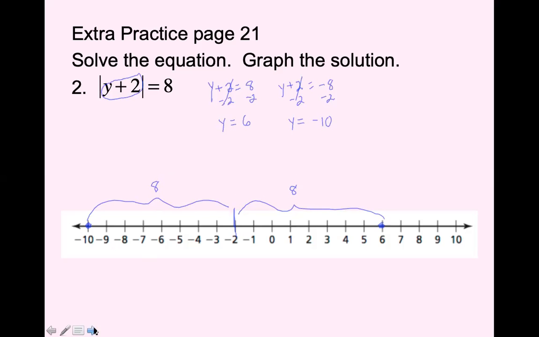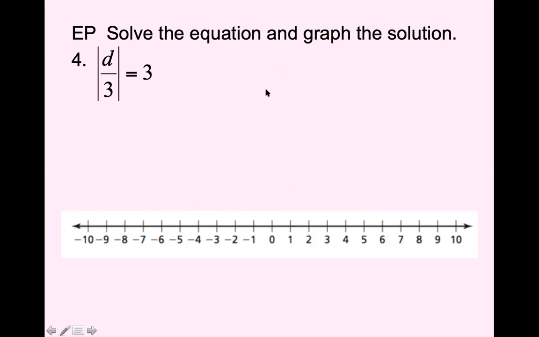Now let's look at another one. Solve the equation and graph the solution. So it could be that what's inside, again, let's grab a pen, is equal to a +3, or it could be that what's inside is equal to a -3, because the absolute value of +3 is 3, and the absolute value of -3 is 3.